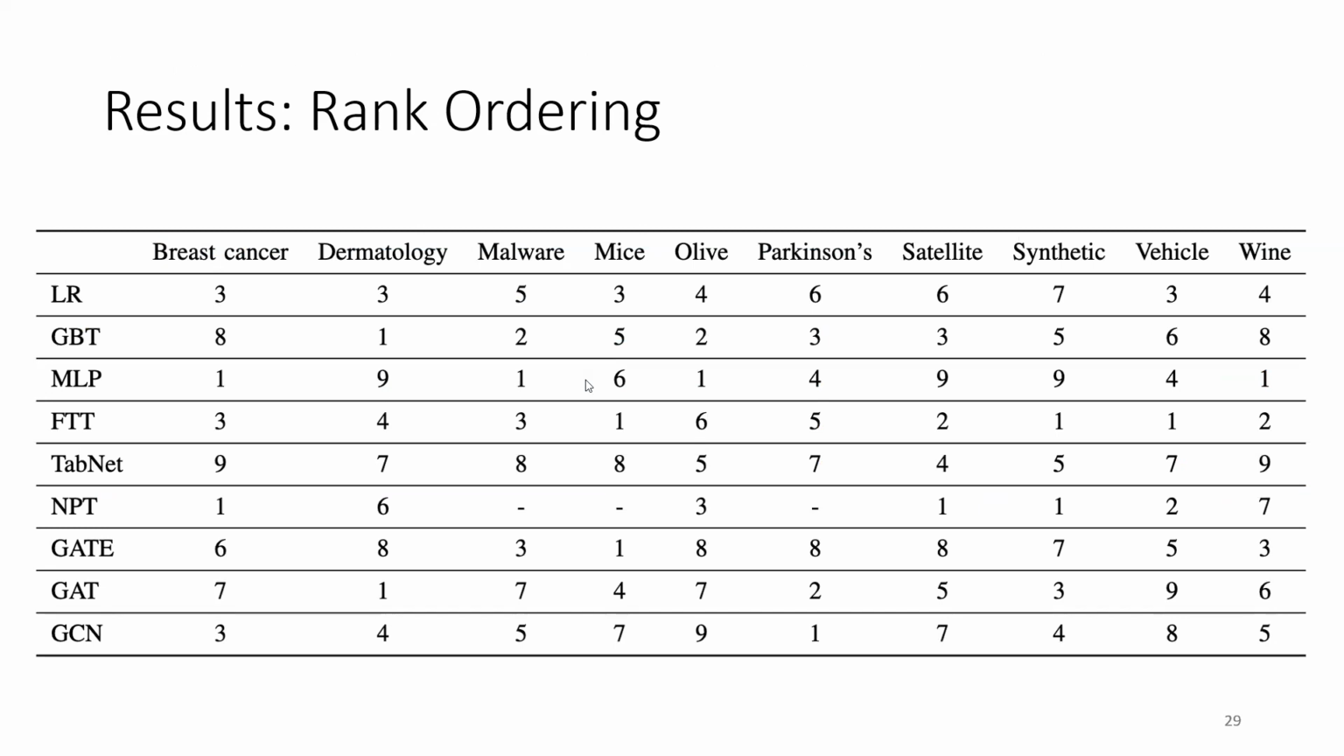Here are the results on datasets from the UCI data repository. We present them as ranks where lower means better. Let's highlight the top methods for each dataset. We see that some methods perform on par with traditional or basic neural networks on some datasets, for example, breast cancer and dermatology. However, the deep learning methods are very good when they leverage the between sample and between feature relationships and come out on top on some datasets like mice, Parkinson's, satellite, synthetic, vehicle.